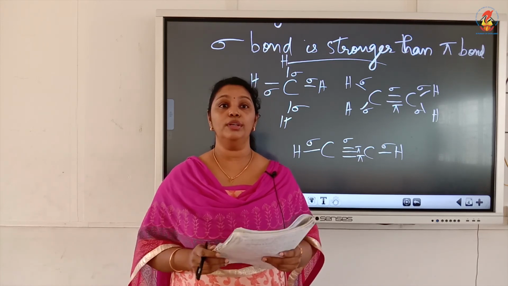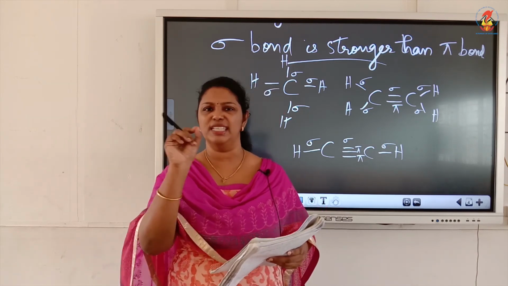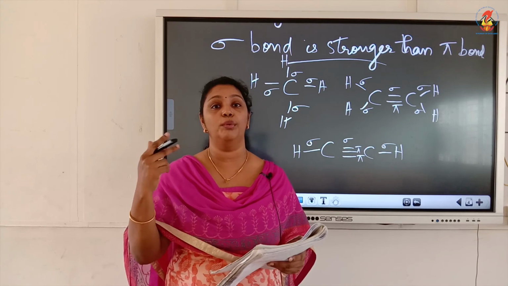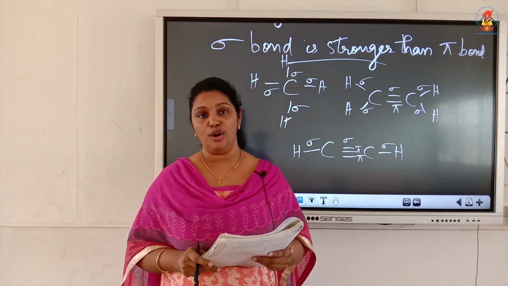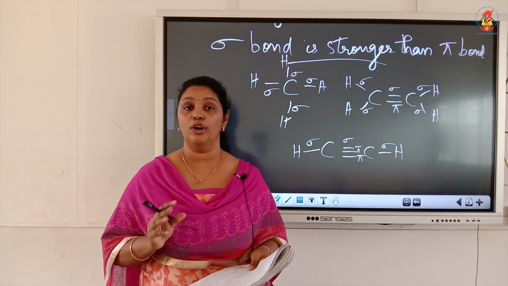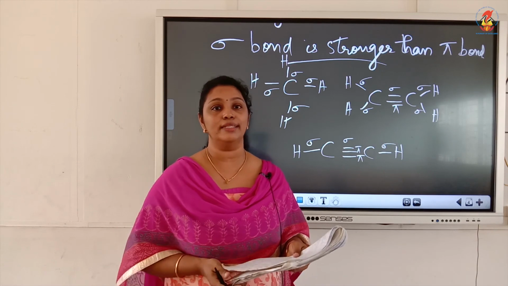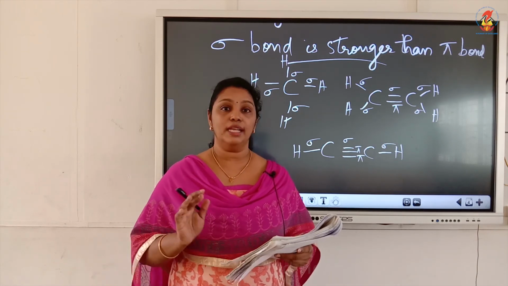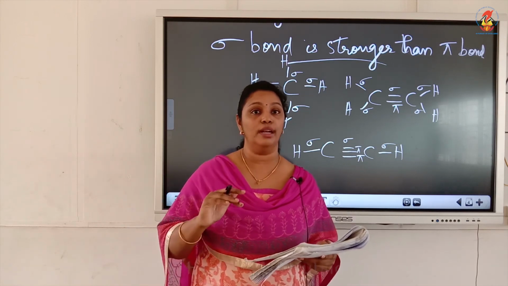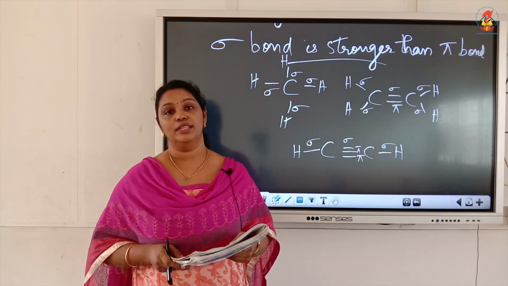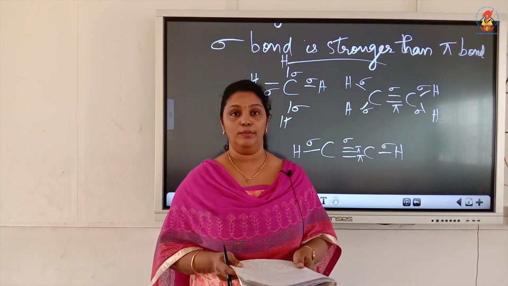Now in sigma bond, free rotation is possible, which means it's a single bond, so we can rotate that bond very easily, whereas in pi bond the free rotation is not possible because pi bond we observe in multiple double or triple bonds. So it's very difficult to rotate that pi bond. Now sigma bond has only one electron cloud, whereas pi bond has two electron clouds above and below the atomic nuclei. So these are the differences between sigma and pi bond.